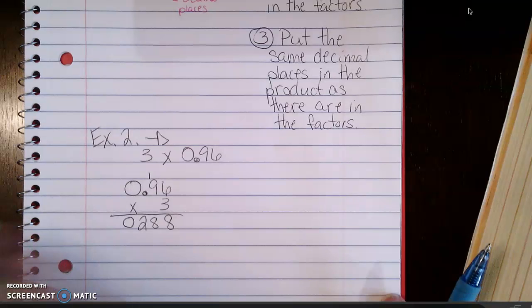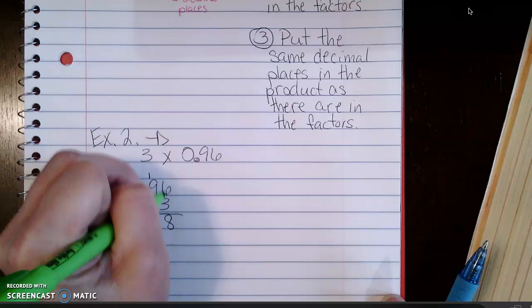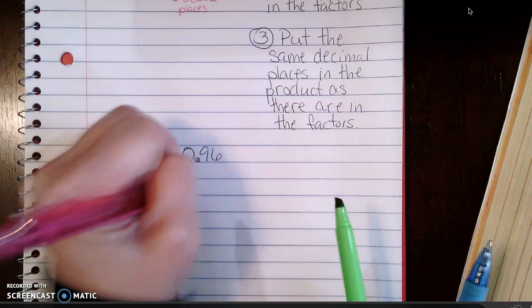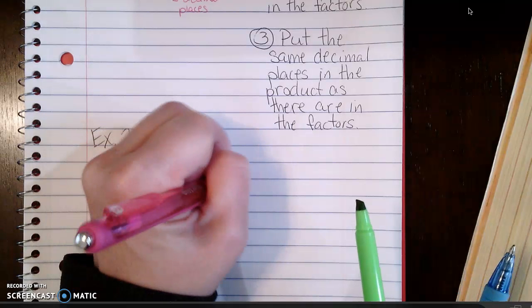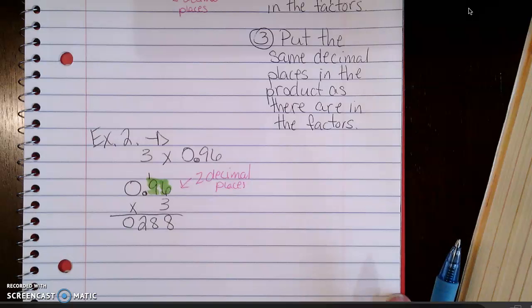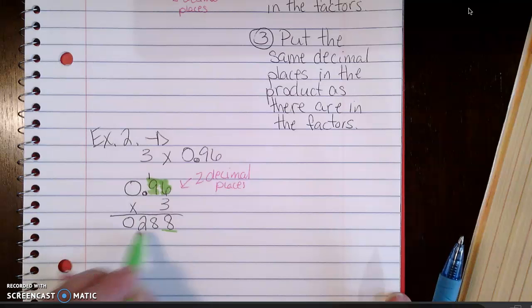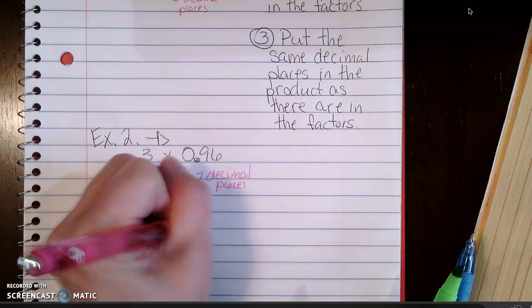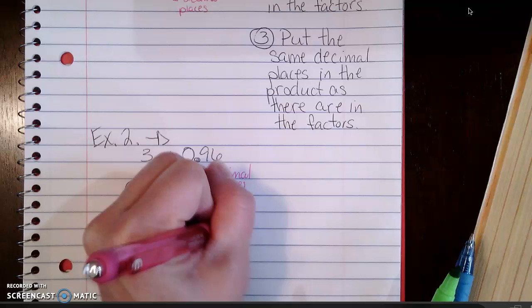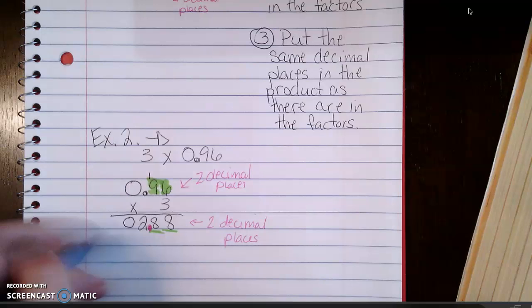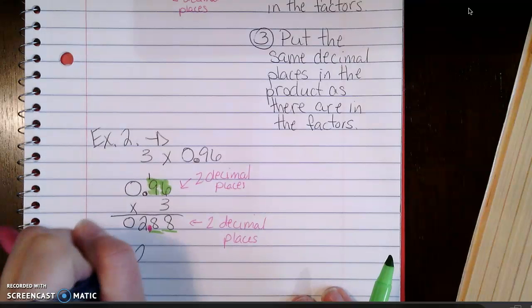So next I'm going to count the decimal places in the factors. So I have 1 decimal place, I have 2 decimal places, and because I have 2 decimal places in my factors, I don't have any in this factor, I need 2 decimal places in my product. So my answer, if you want to rewrite it without that 0, would be 2 and 88/100ths.